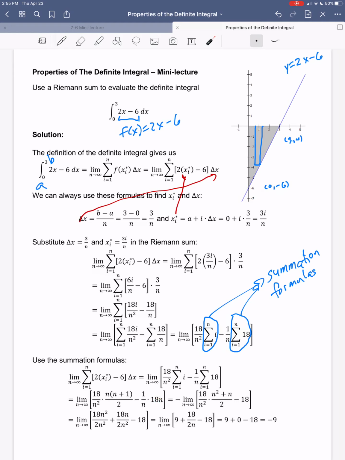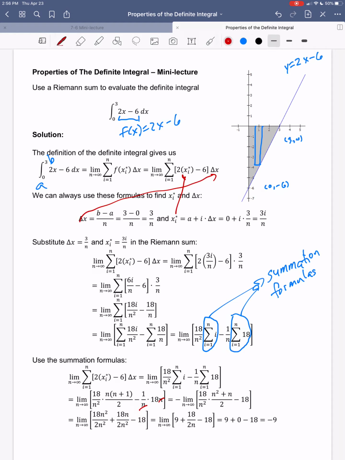And so now I just do some cleaning up. I distribute the n here and get n squared plus n. Here these n's cancel out. Right? Those n's cancel. And then I distribute. 18 times n squared is 18n squared. n squared times 2 is 2n squared. 18 times n is 18n. n squared times 2 is 2n squared. The minus 18 just goes along for the ride.